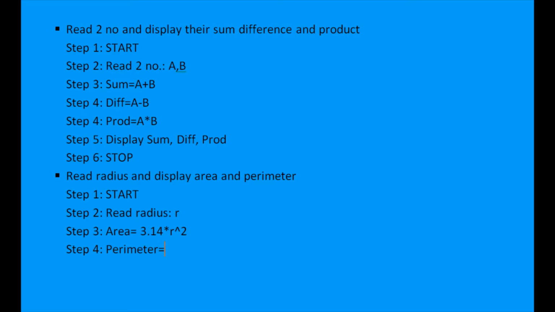Perimeter equals 2 times 3.14 times r. Now the next one is step 5, that is display area and perimeter. The next step is to stop the program. So you can see it has been stopped.